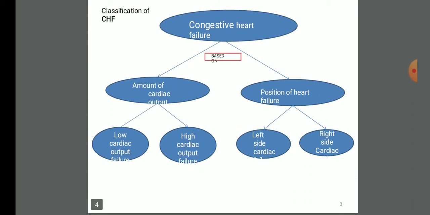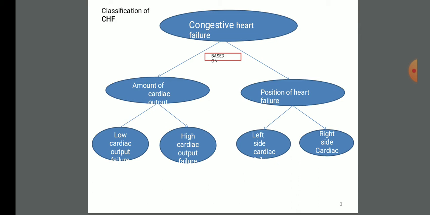In the next slide, we will see the classification of congestive heart failure. Congestive heart failure is based on two types of classes. First is the amount of cardiac output, and second is the position of heart failure. The first, amount of cardiac output, includes two subclasses: low cardiac output failure and high cardiac output failure.